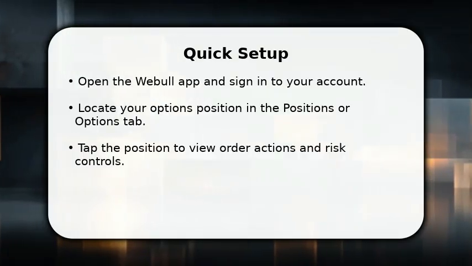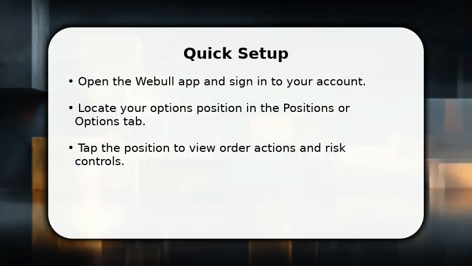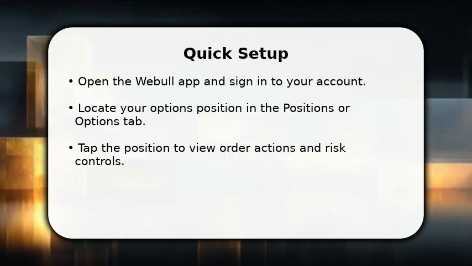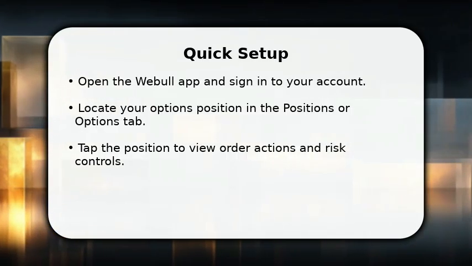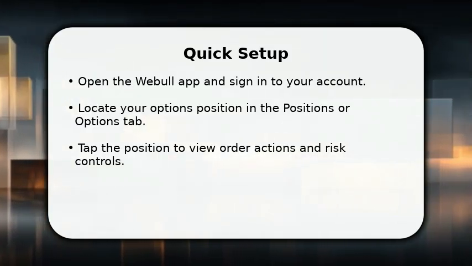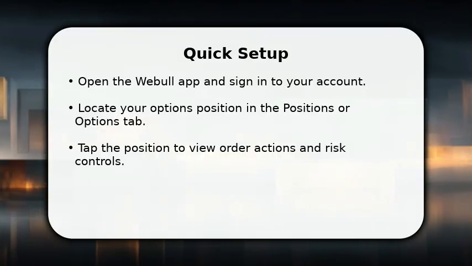In this video, I will show how to use Webull Options Stop Loss, easy method. Open the Webull app and go to your options position, then tap to reveal order choices. Choose Stop Loss as the order type, set a trigger price that limits losses, and confirm quantity and duration.